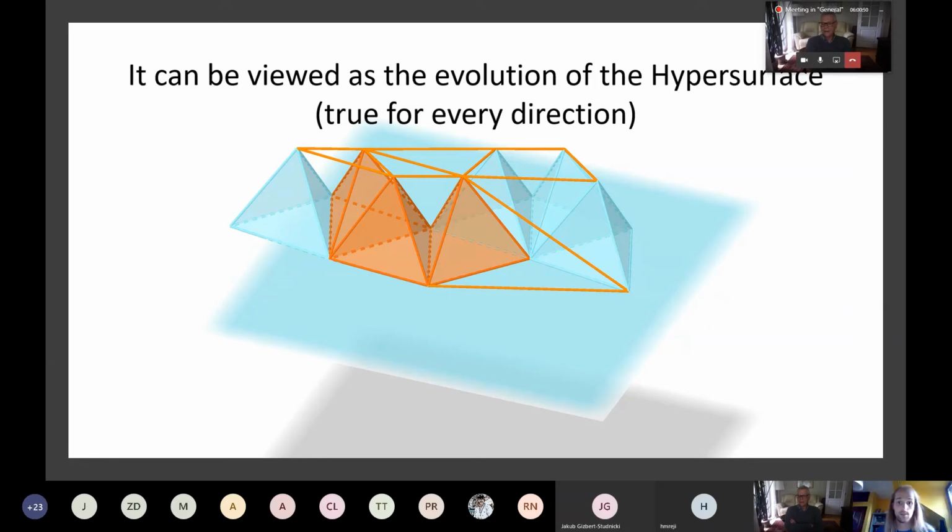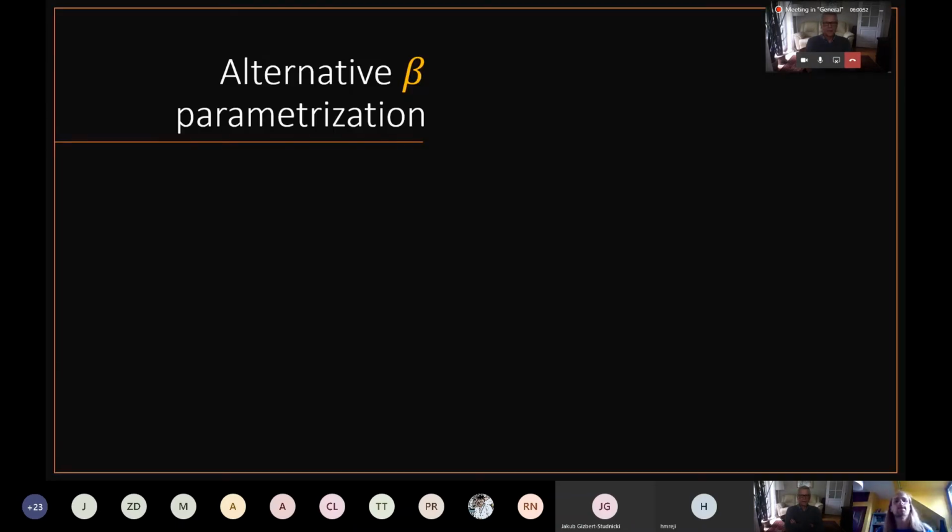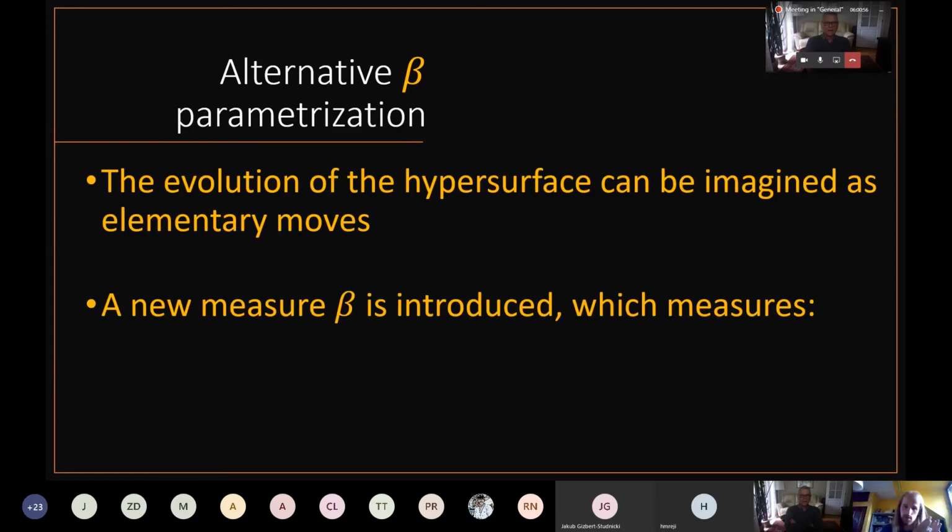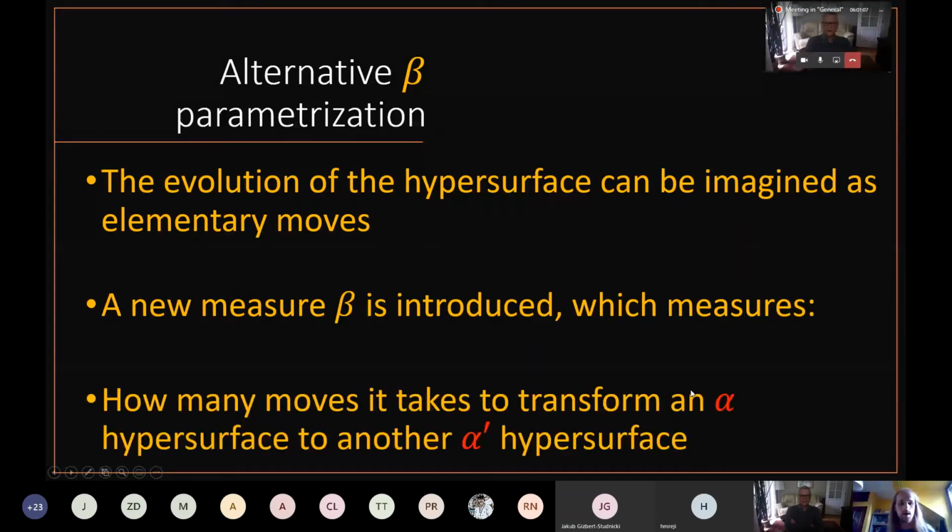We can also define an alternative parametrization, which measures the distances of these hypersurfaces. Accordingly, how many moves are needed to reach from one surface to the other. This is called the beta parametrization. It is analogous to this alpha parametrization, but it does not have to show the same distribution. For example, when the field value is very localized in alpha, then the beta will be elongated.